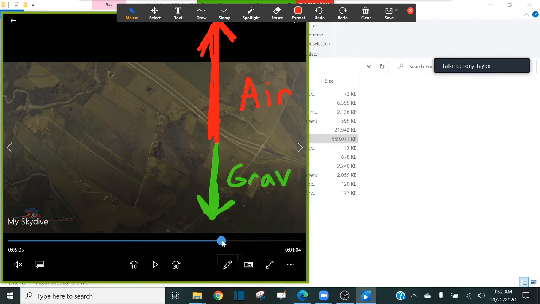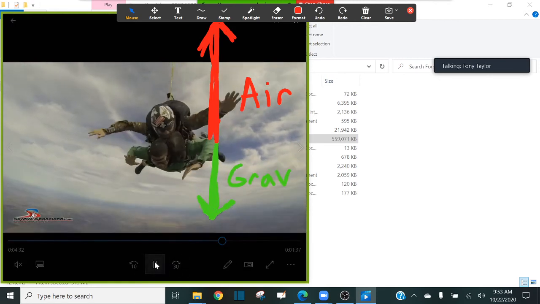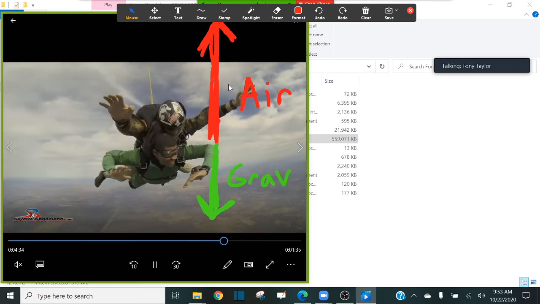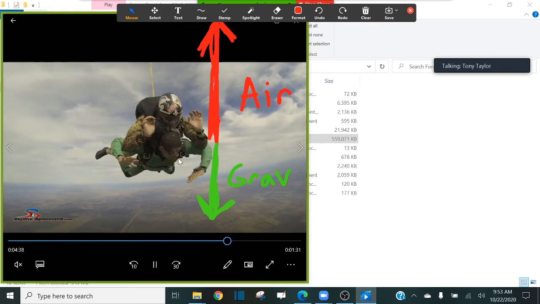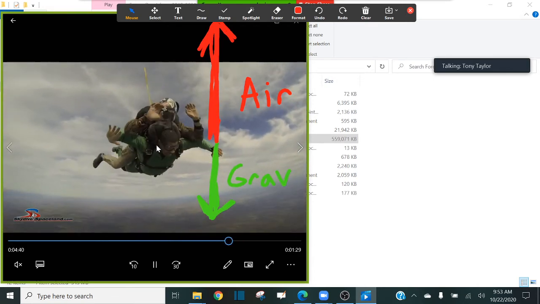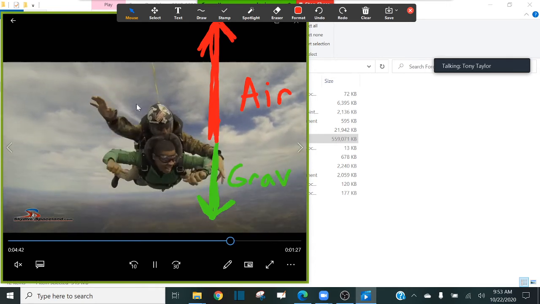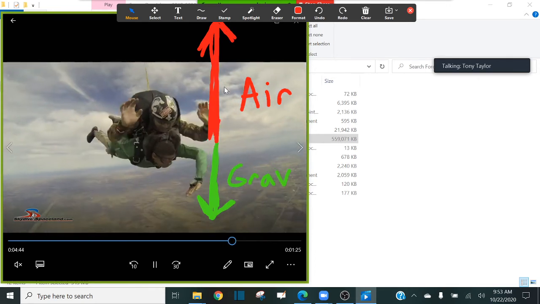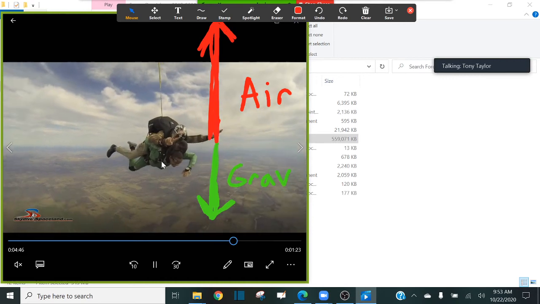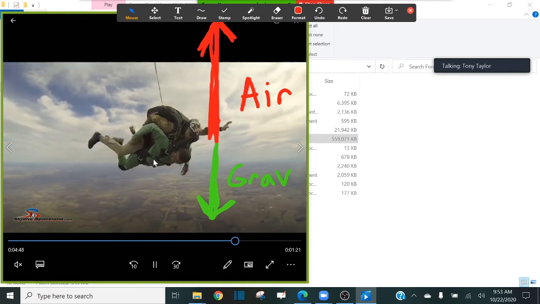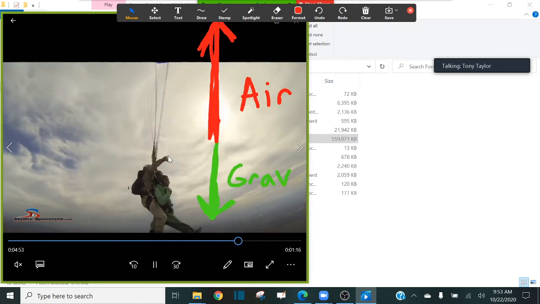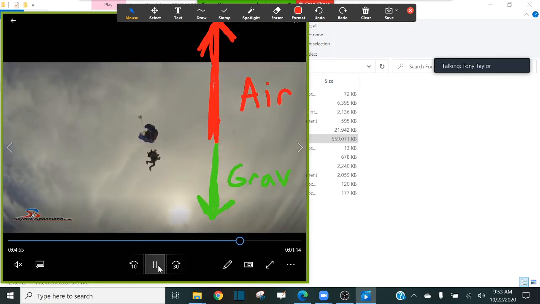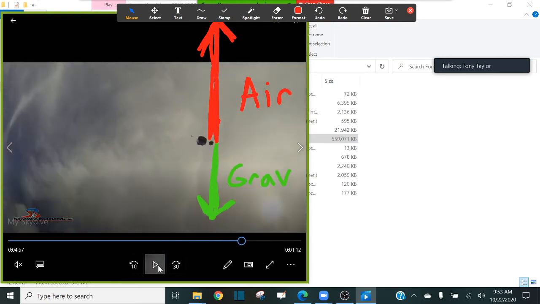So the key thing that I want you guys to know here is that whenever you have more than one force acting on your object, the object slows down if it's moving against the direction of the dominant force. In other words, if it's moving opposite the direction of the dominant force. So here the dominant force is air resistance, and I'm moving opposite the direction of the dominant force. So clearly I'm going to be slowing down.